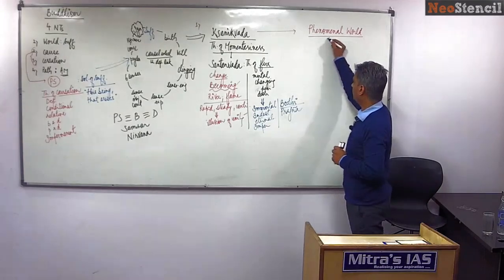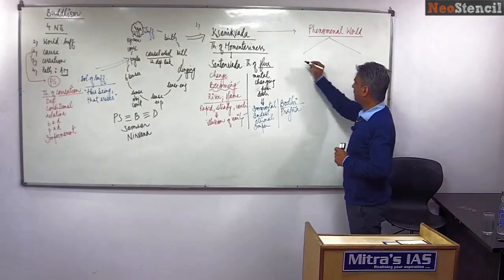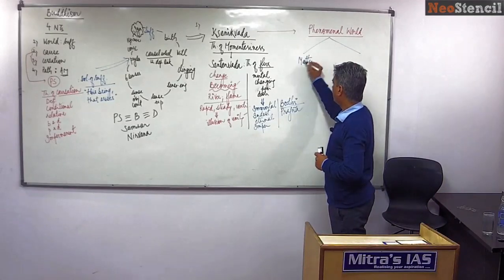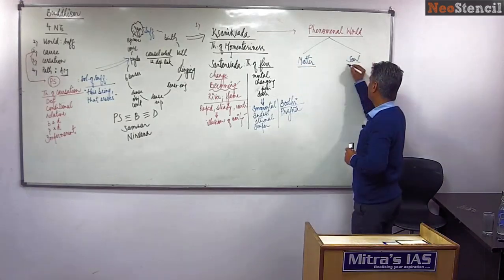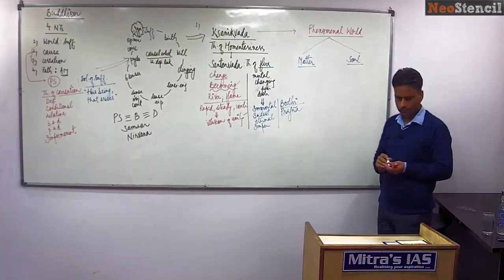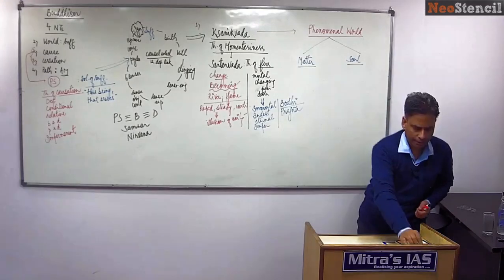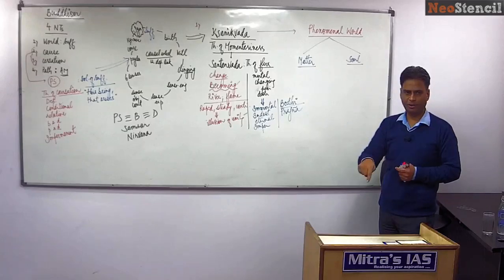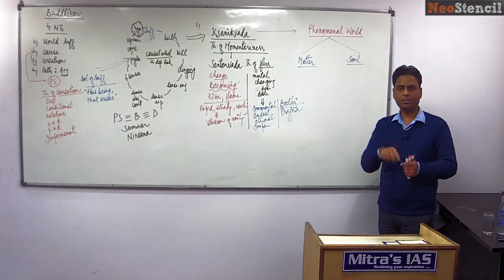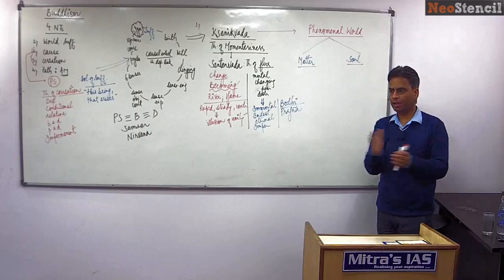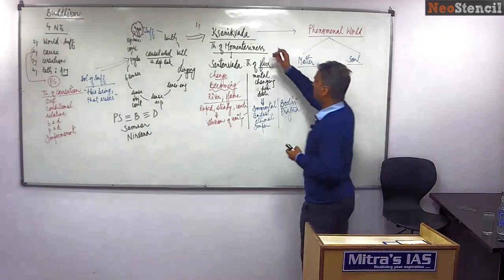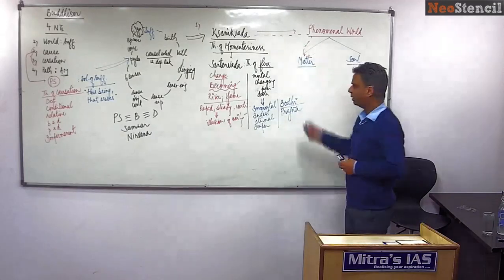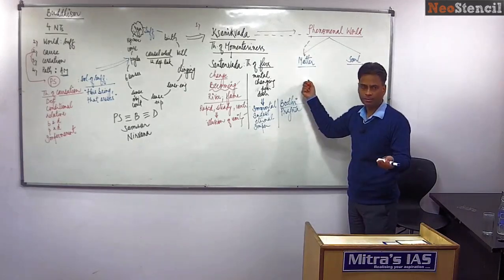So, phenomenal world is this matter and soul. Is that fine? Now, Kshanikvad is applicable to the phenomenal world. And phenomenal world is nothing but only two things, matter and soul. And hence, Kshanikvad is applicable to the matter. So this matter is Kshanika.